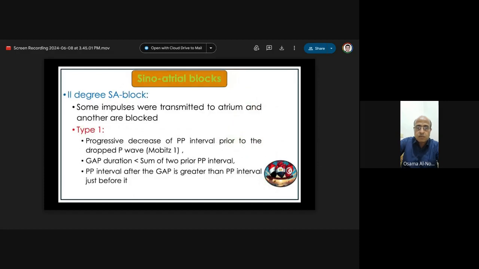For the second degree, some impulses are transmitted to the atrium and others are blocked. For type 1, there is a progressive lengthening of the interval between impulse generation and transmission, culminating in failure of transmission. We will have a progressive decrease of the PP interval prior to the dropped P wave, and the pause is inferior to the sum of two prior PP intervals, and the PP interval after the pause is greater than the PP interval just before it. This pattern is easily mistaken for sinus arrhythmia.